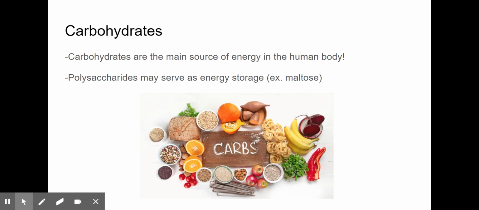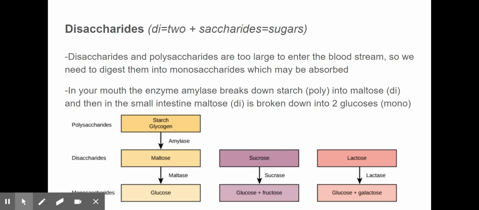So we're going to talk about disaccharides for a minute. You can remember saccharides means sugar, di means two, so two sugars. And then polysaccharides, poly means many. Again, saccharides is sugar. So disaccharides are two sugars, polysaccharides are many sugars. Both of those are too large to enter the bloodstream. So we have to break them down into monosaccharides, one sugar, and those can be absorbed.